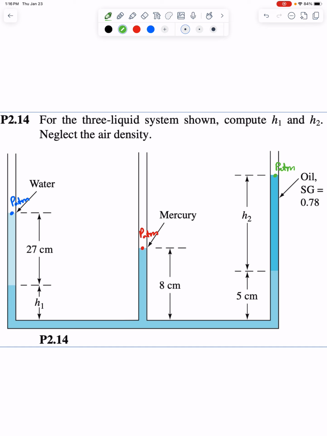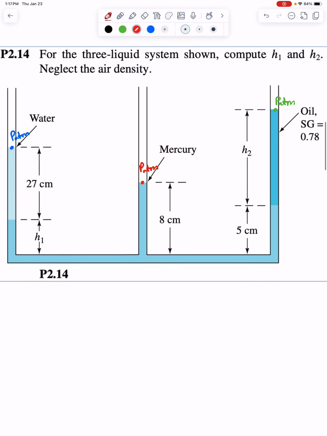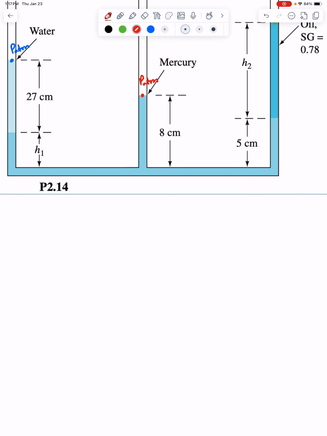Okay, so we want to solve for H1, H2. H1 is on the left side of our system, H2 is on the right side of our system. So let's start with the left-hand side. And once again, my convention is initial minus final. I will start at the mercury, and I'll end at the water.